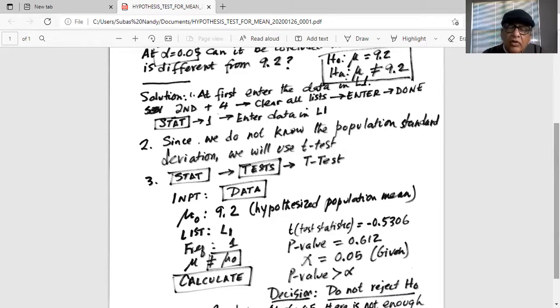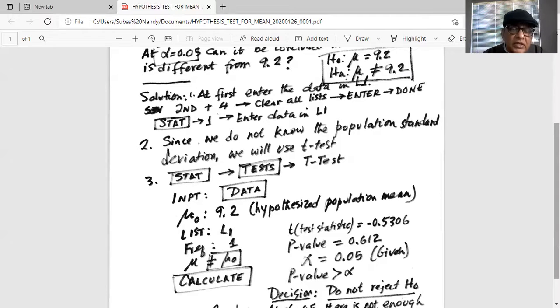The first line I will get is the alternative hypothesis. The next line, t, is the test statistic, which is minus 0.53. What does it mean? It means the sample mean is away from the hypothesized population mean of 9.2 by minus 0.53 times the standard deviation of the sampling distribution. Since the sign is negative, it means the sample mean is below the hypothesized population mean by 0.53 times the standard deviation of the sampling distribution.